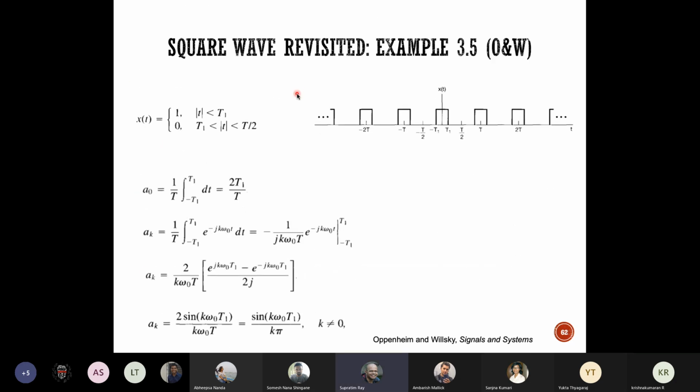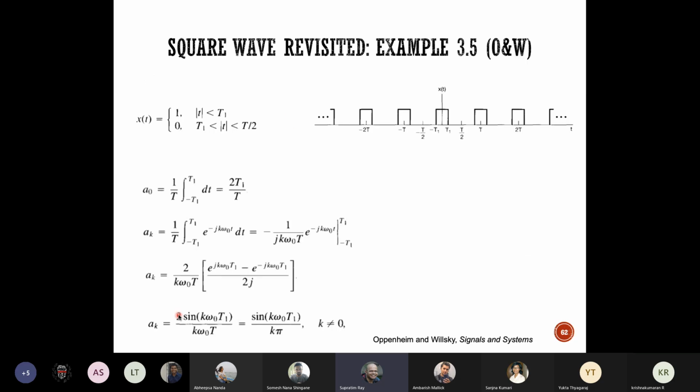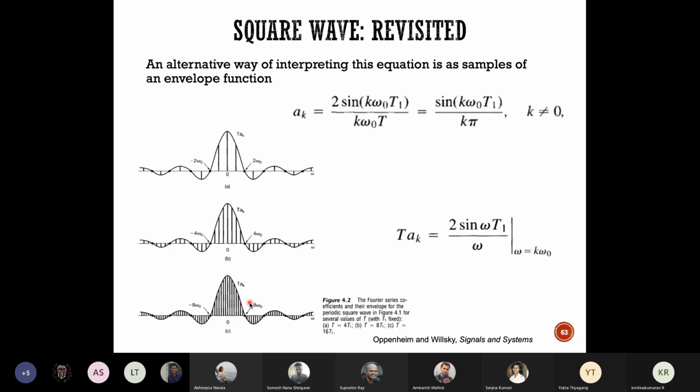Now, here's how I'm going to plot it. Remember that a_k shown here is 2 sin(k omega naught T1) divided by k omega naught T. This is obtained by just solving this. It's very straightforward here, so don't worry about this. Just look at that and think of the coefficient as a sample of a continuous function given by this.